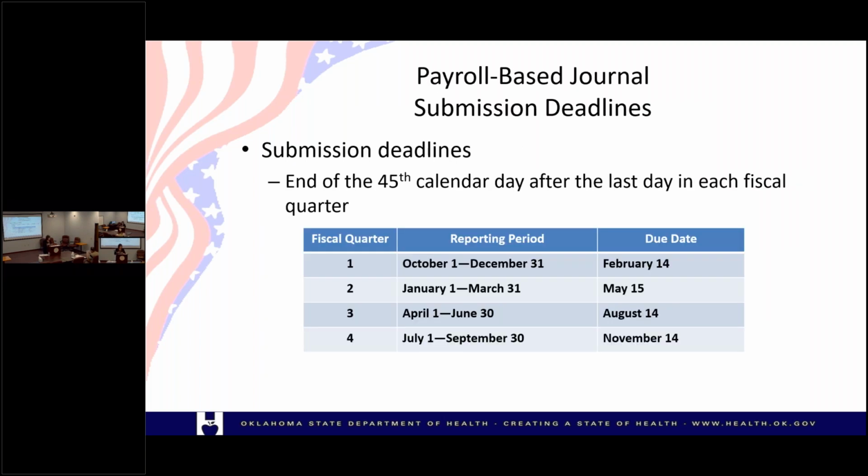And of course, as with other measures, there are also submission deadlines here. You can see on your chart that the next due date is November the 14th, so that's coming up. All of the nursing facilities need to be looking at their payroll data, making sure they're getting it submitted. That data would be from July the 1st to September 30th. That has to be reported by November the 14th.